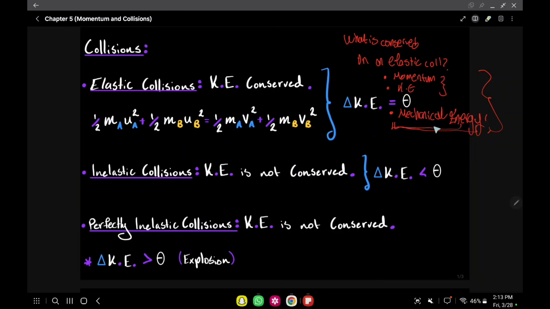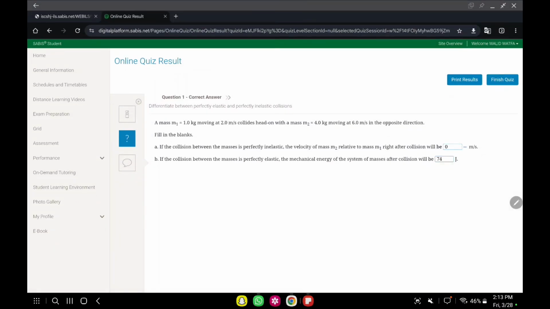But mechanical energy, don't forget, is kinetic energy plus potential energy. Since you're colliding, you're not going up and down, so there will be no change in potential energy. So therefore the kinetic energy, since it's the same, mechanical energy will also be the same. Anyways, let's start. A mass m1.